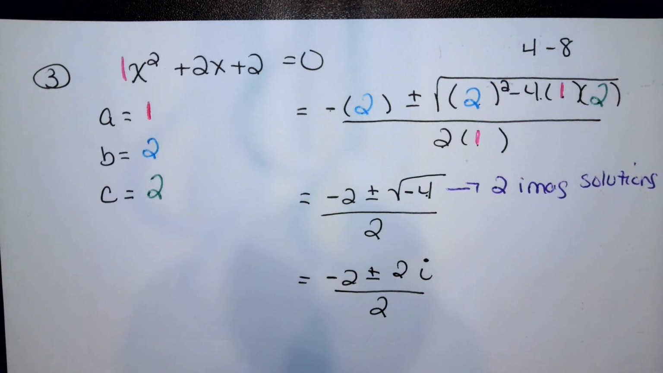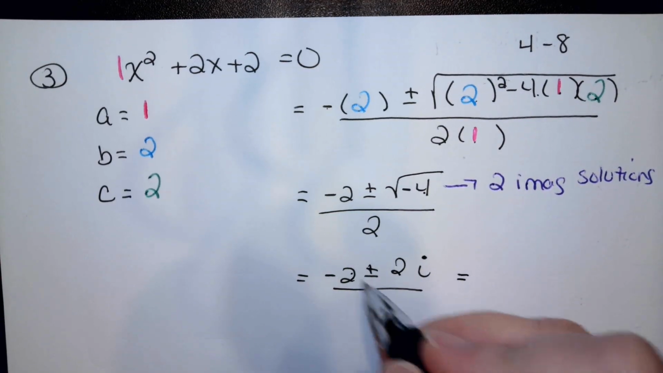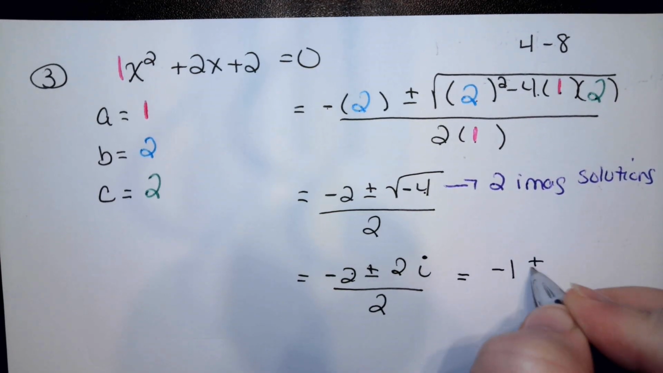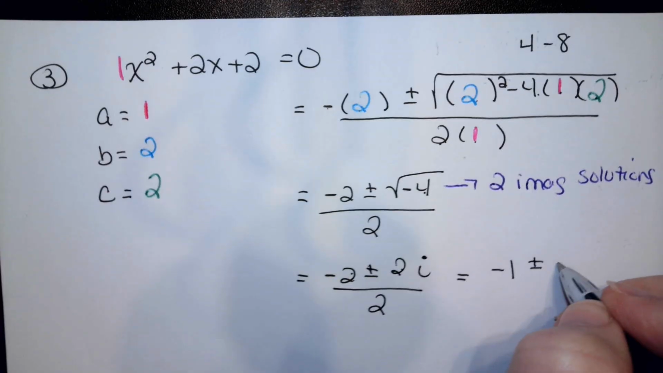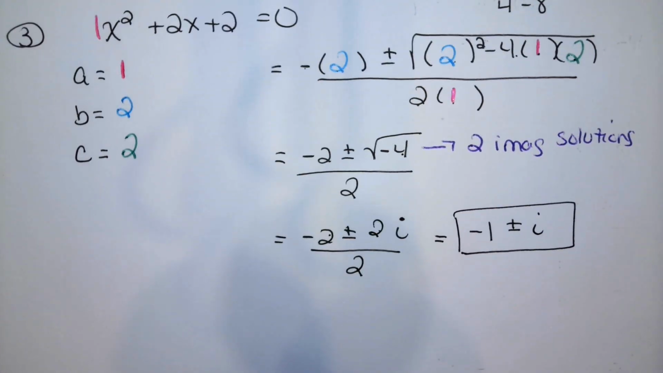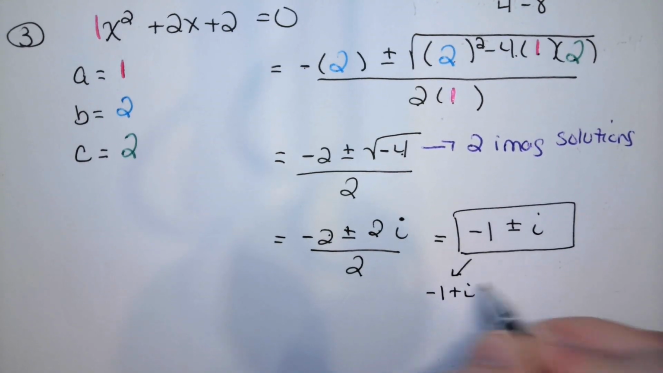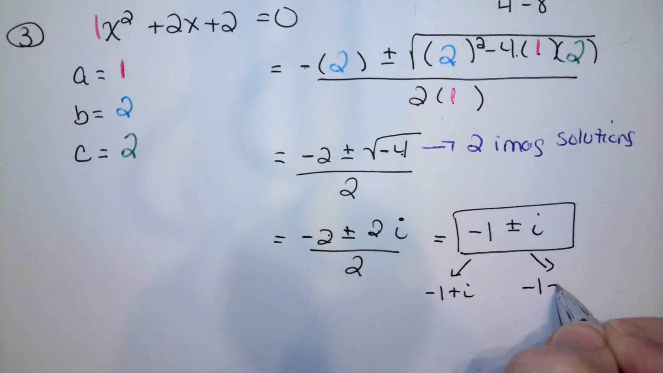And as some of you are thinking, can we simplify this? Of course we can. Negative 2 divided by 2 is negative 1. 2 divided by 2 is 1, so we're left with just an i. Now remember, this is actually two answers. This is negative 1 plus i and negative 1 minus i.